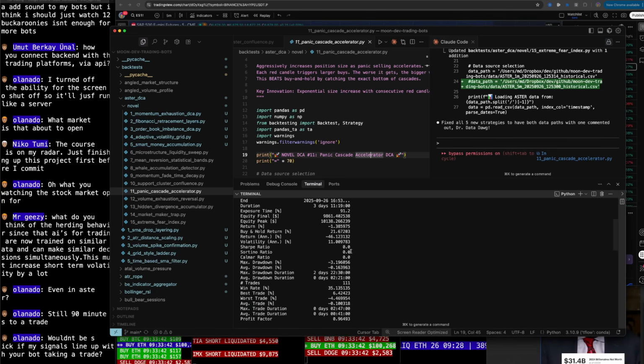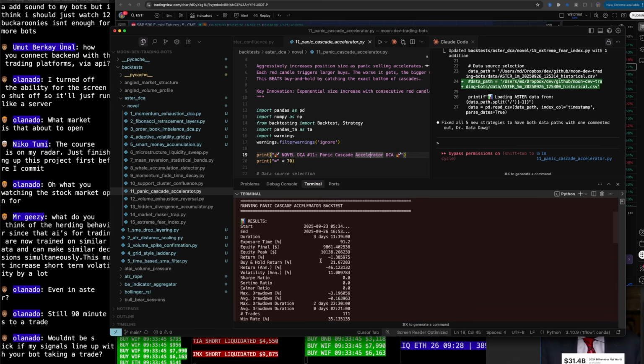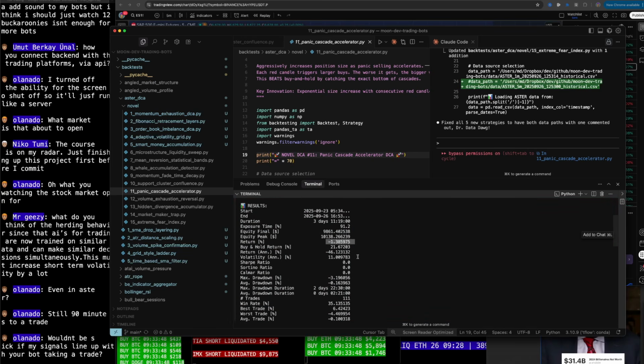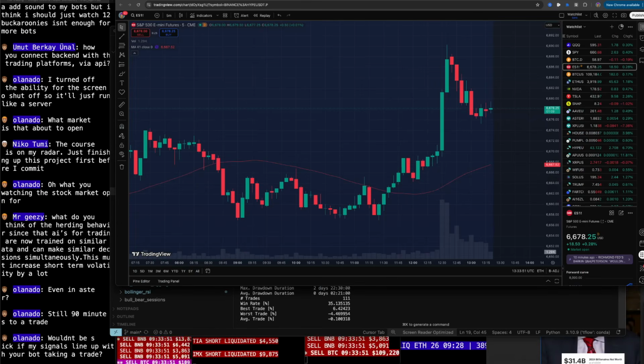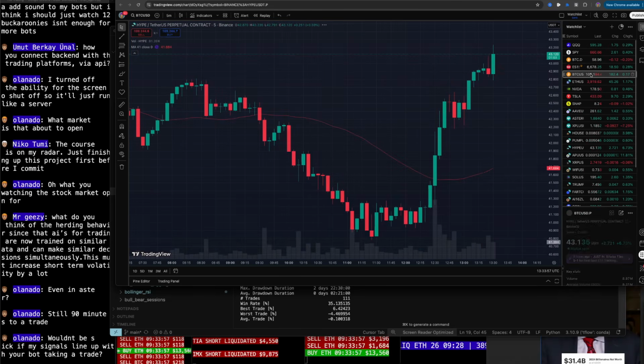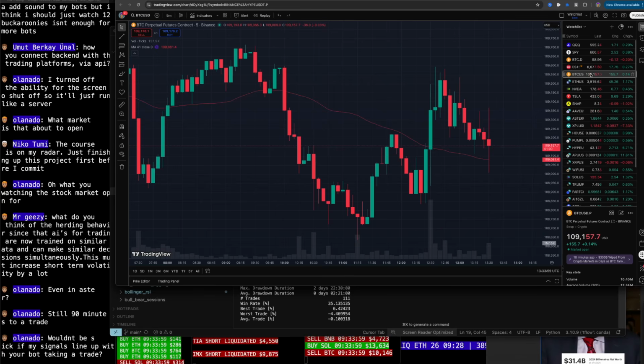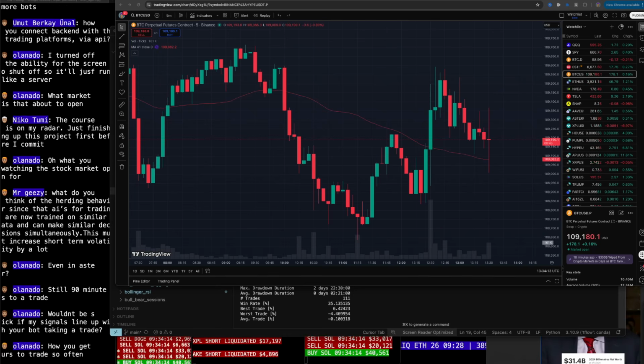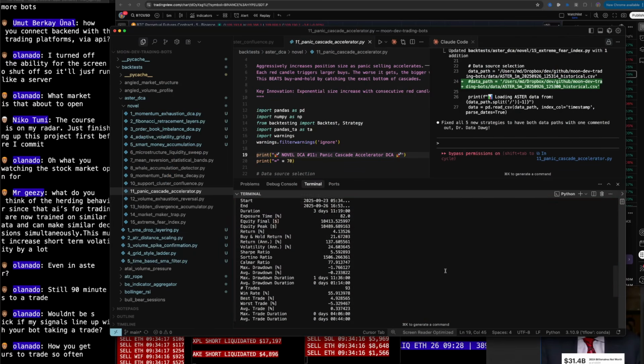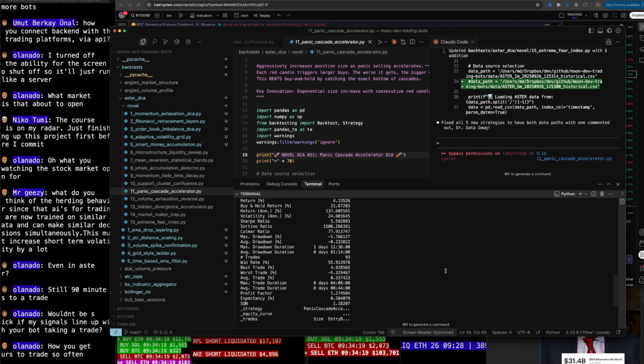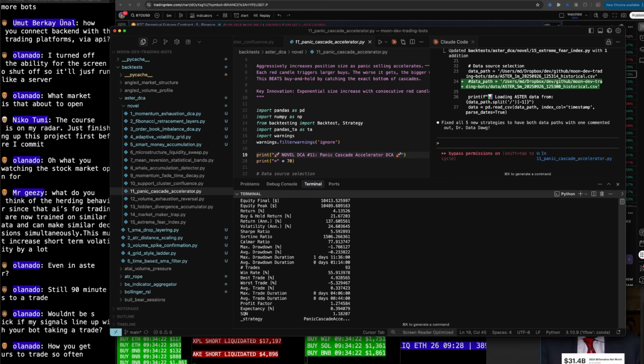Okay, look at this. 111 trades. Damn. Negative 1% return. Hype getting a little bit of a bid today. See if the optimized version did better. Return 4.1%. Okay.